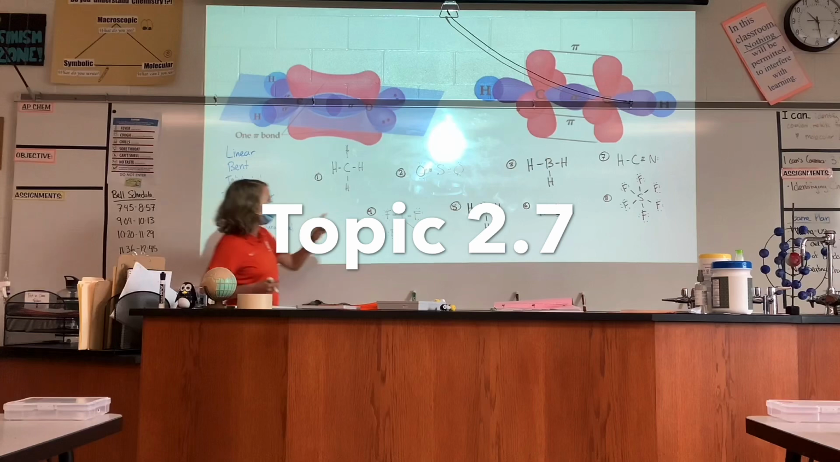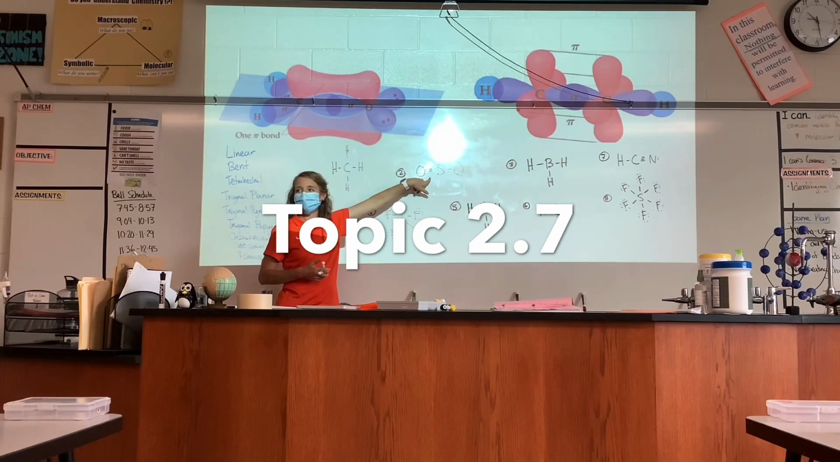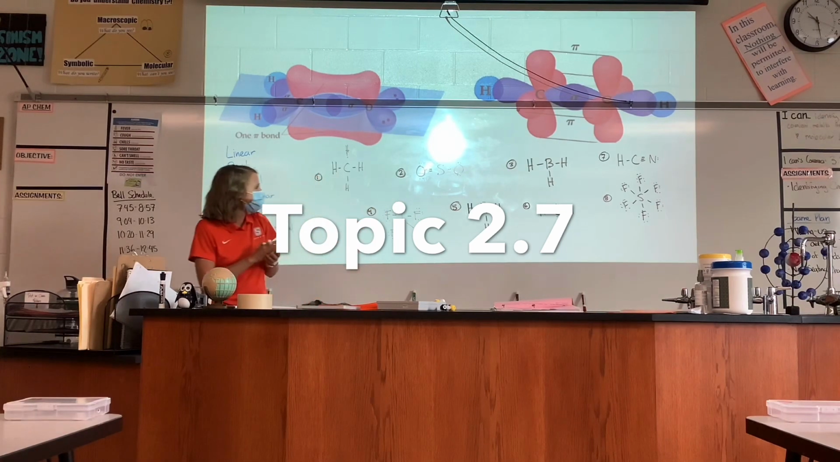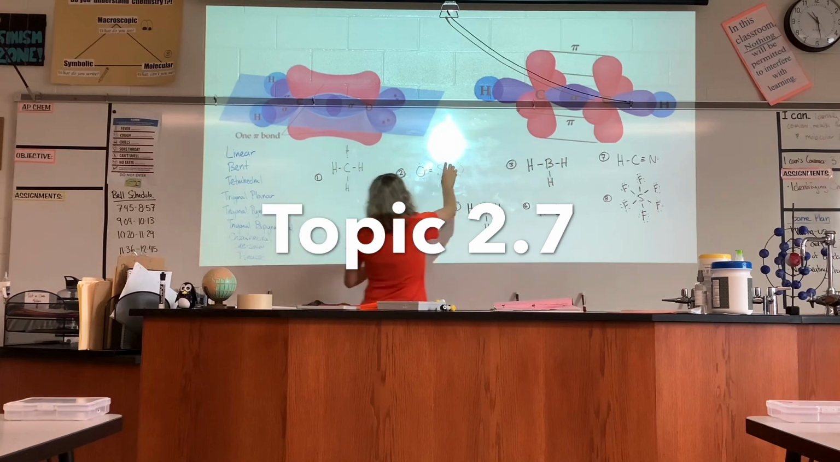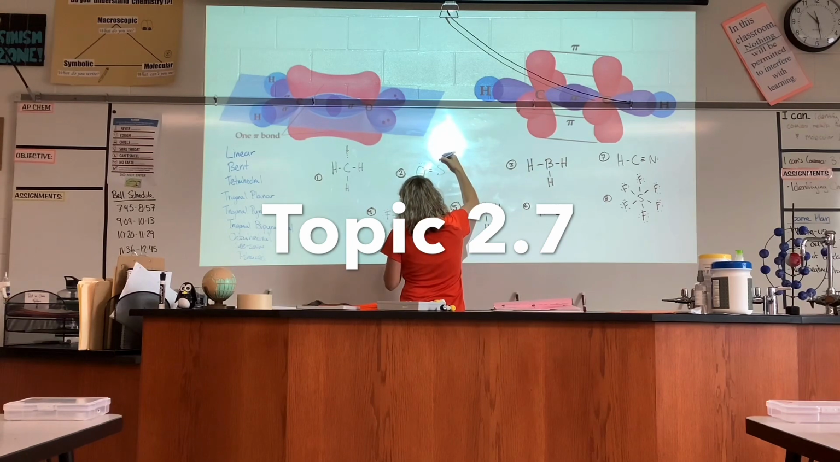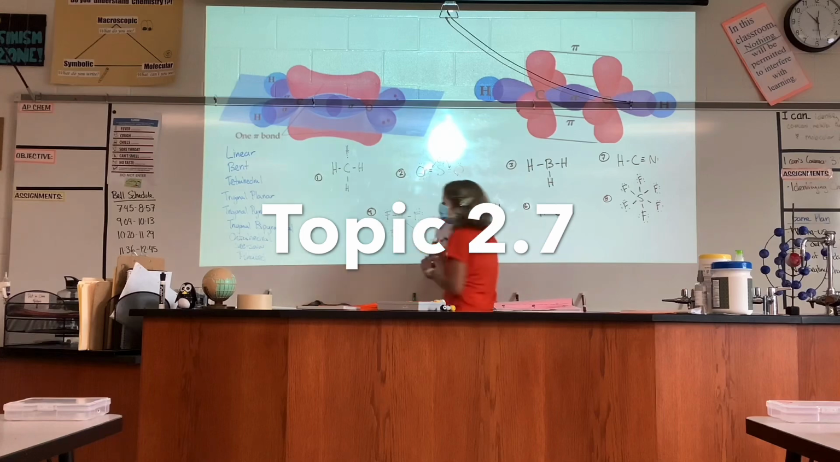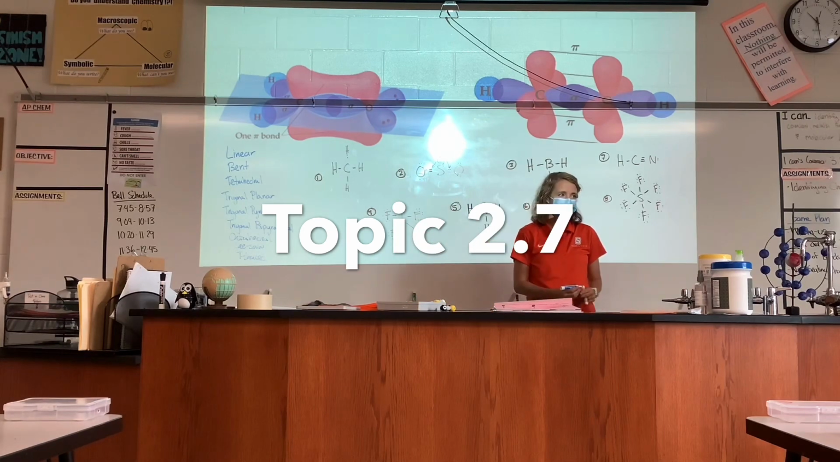Okay, count of 3. 1, 2, 3. Bent. Very good. Why is that little fella going to be bent? Yes, right? Let's draw it bigger. The little ghost here pushes the bonds and makes it bent.